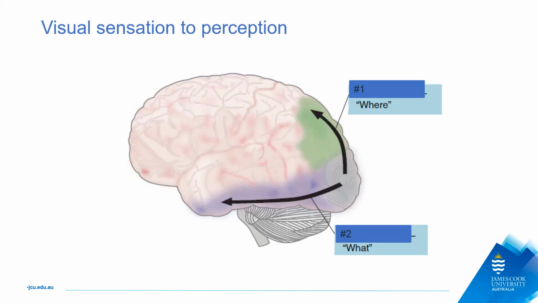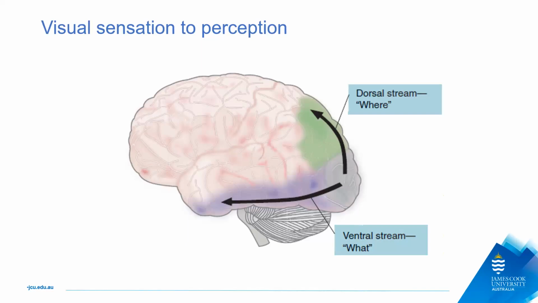So on this slide, visual sensation to perception. This is again a quick revision from yesterday. So we had two streams that were found in the 80s, right? We still have them. One is the dorsal stream, the occipital-parietal stream, and the other one is the ventral stream, which is also called the occipital-temporal stream, right?